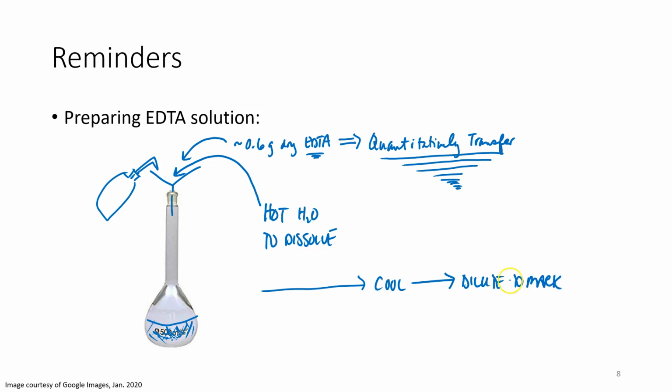with deionized water. And what mark do I mean? Well, you can't see it in this picture, but there's a mark here that you can dilute to using deionized water. So the main thing I wanted to emphasize here is this idea of a quantitative transfer, and just the fact that the water needs to be hot, not boiling.